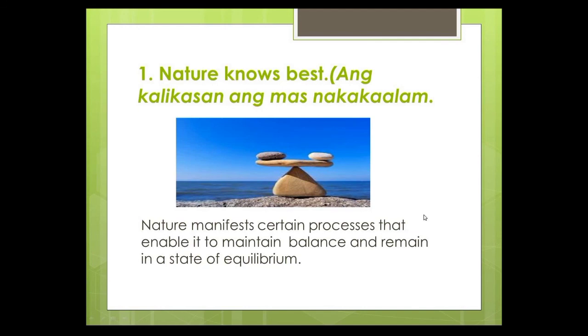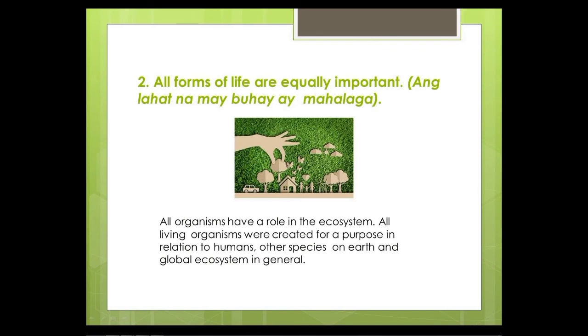Kapag itong balanse na ito ay nawala, malaki ang negative impact ang pwedeng mangyari, tulad ng illegal logging at deforestation. Nagsasanhi ito ng baha at may epekto rin ito sa klima. Alright, so yung pangalawa naman, all forms of life are equally important. Ang lahat ng buhay ay mahalaga. So, all organisms have a role in the ecosystem.